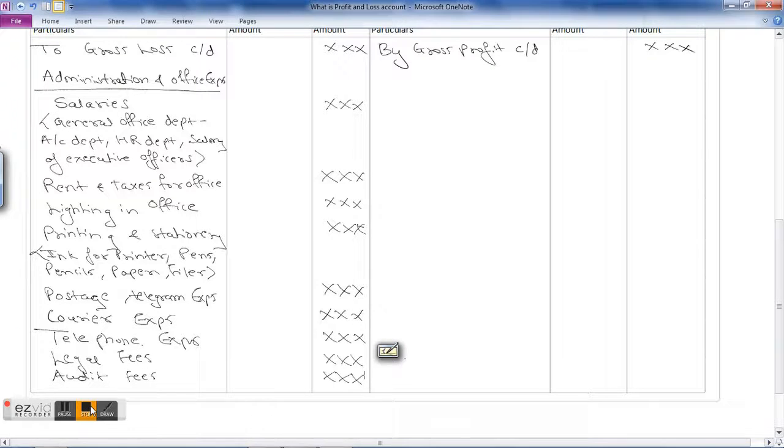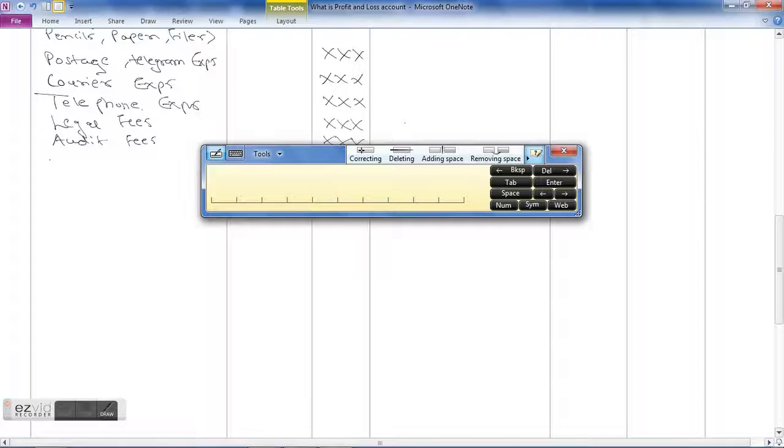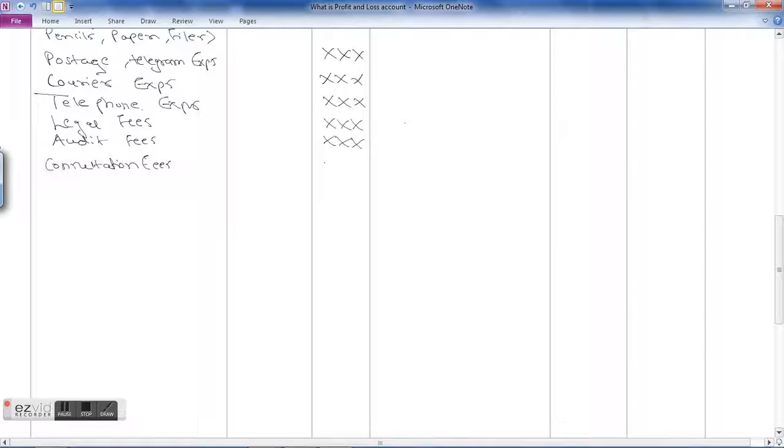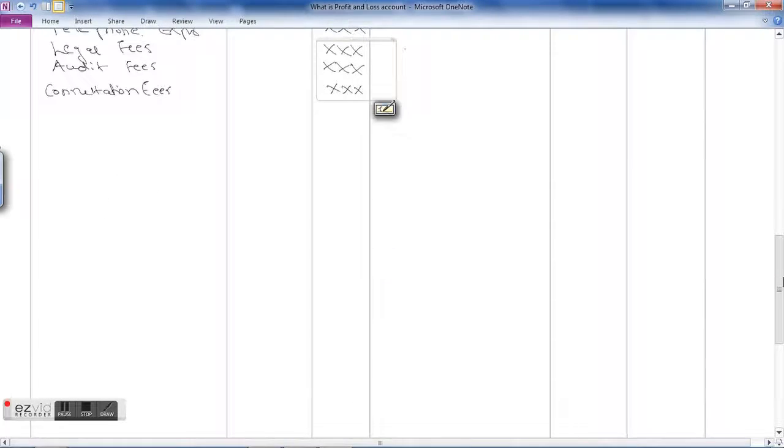Then we may have some consultation fees, that is fees for some consultation which is paid to some professional. All these are part of your administrative expenses and office expenses. Now there is one more group, that is all selling and distribution expenses.